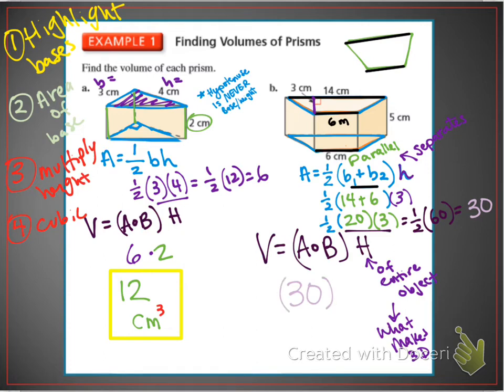And then we're going to multiply it times the height of the entire object. So the height of the whole object is what pushes your two trapezoids apart. So here's the top trapezoid and the bottom trapezoid. What pushes these two apart, these two apart, and these apart. So if you look, this 5 centimeters represents from here to here. So your height is 5. Your volume is 150 centimeters cubed.